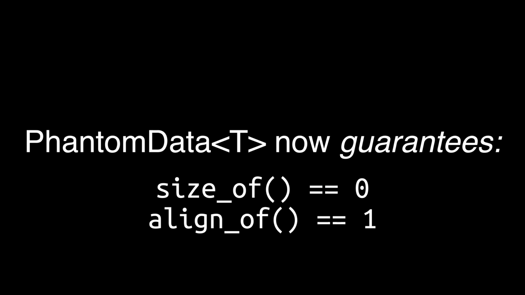Bonus number 2. For all types T, a PhantomData wrapping that type now guarantees it will report a 0 size and an alignment of 1. This was already the de facto and expected behavior for size_of, but align_of was just behaving this way. Now it's documented as a guarantee, so you can count on it staying this way.